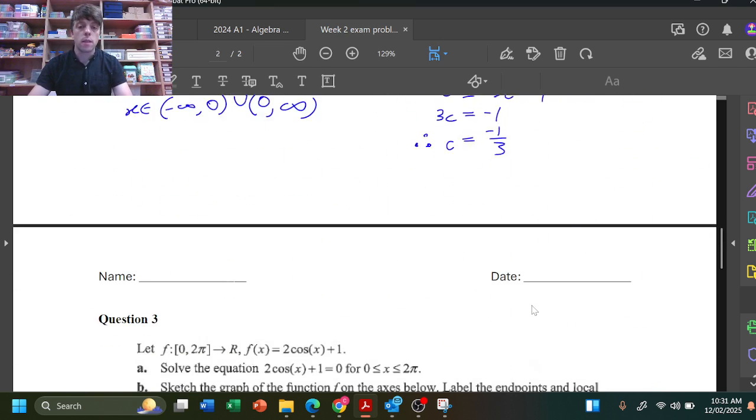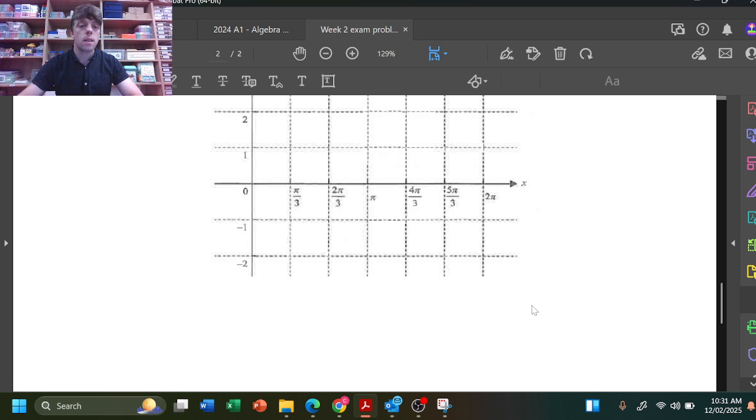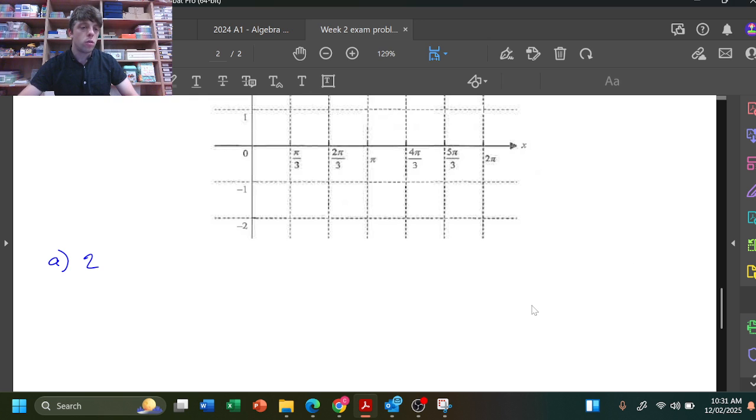All right, so now we've successfully answered that question. Okay, moving on to the final question here. First thing we have to do is solve an equation. Second thing we have to do is plot a function. So let's start out with the first part of the question, which is solve 2 cosine x plus 1 is equal to 0 over the domain of 0 to 2 pi.